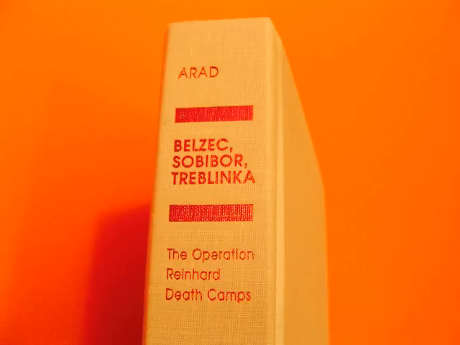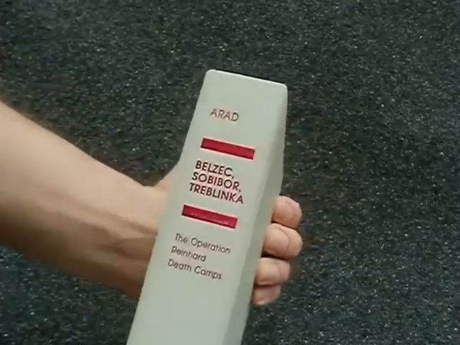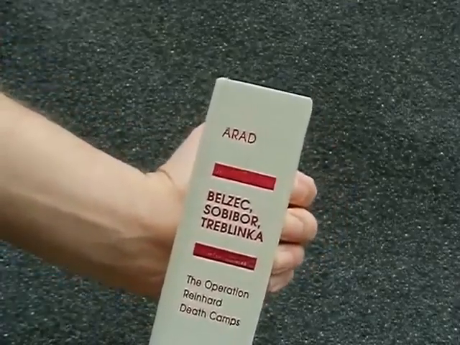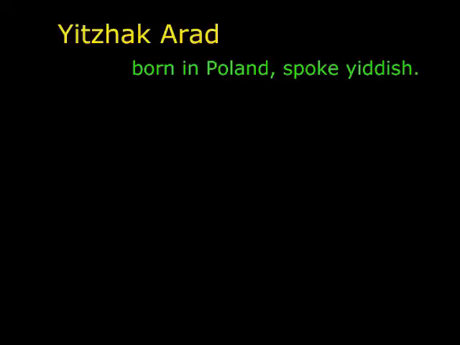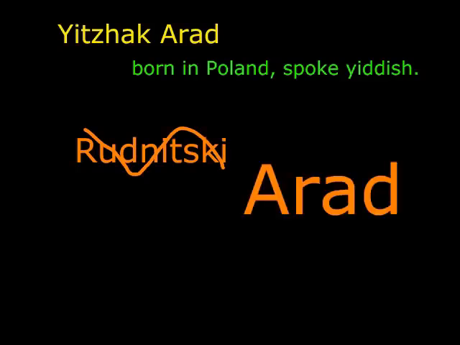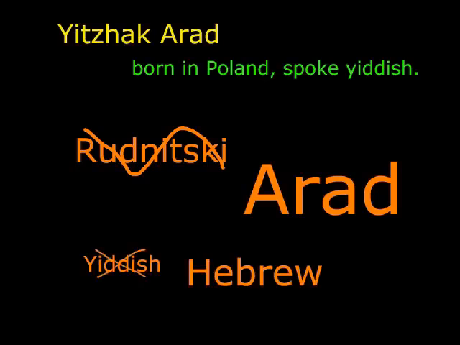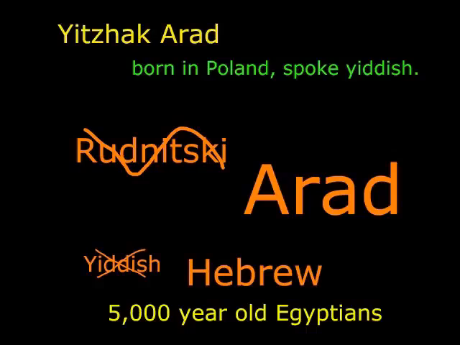Before becoming the director of Israel's Holocaust Museum and author of Belzec Sobibor Treblinka, he was born in Poland and spoke Yiddish. He immigrated to Israel, changed his last name from Rudnitsky to the more Mideast-sounding Arad, changed his language from Yiddish to Hebrew, and then with a career in the Israeli military, was involved with waging wars against the 5,000-year-old indigenous population of Egypt during the 1950s and the 1960s. Strange, isn't it?